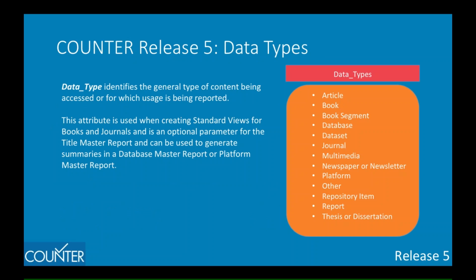Data types. So this is the other section, data types. Data types identifies the general type of the content being accessed or used. And in this case, data types could be article, book segment, data sets, journal, and multimedia actions. So this reports what type of content the user accesses, either a book chapter, book segment, or individual article.